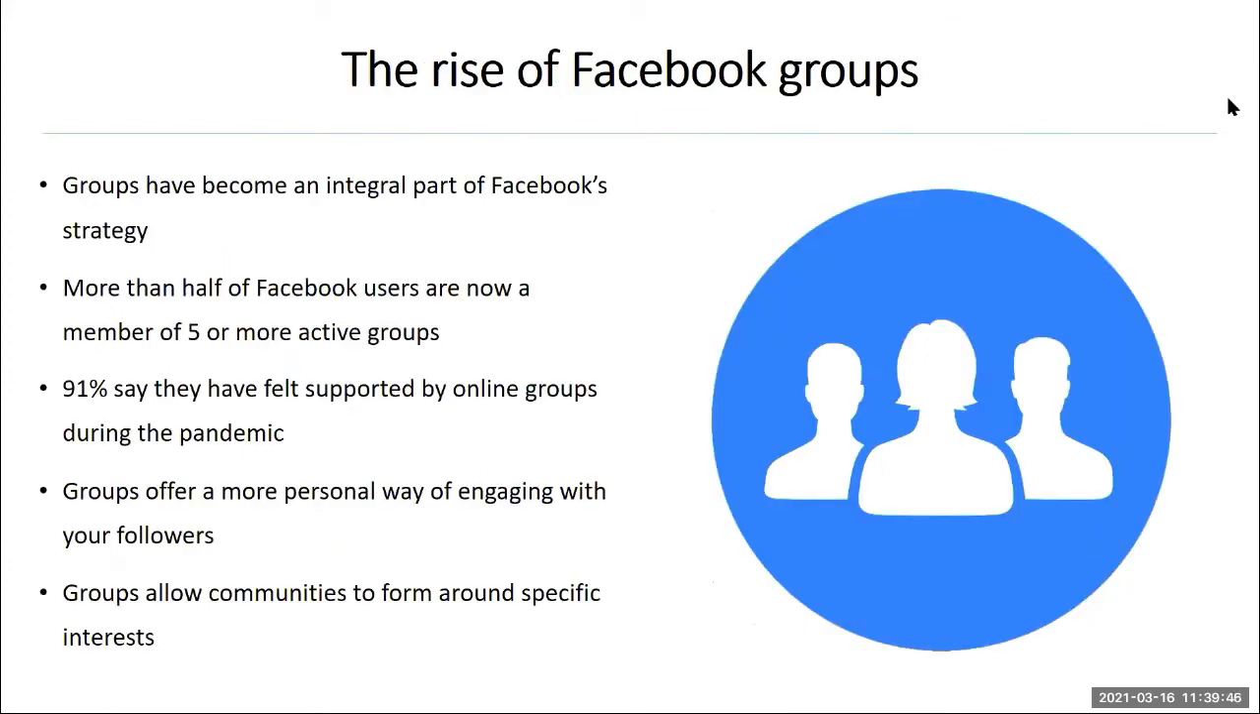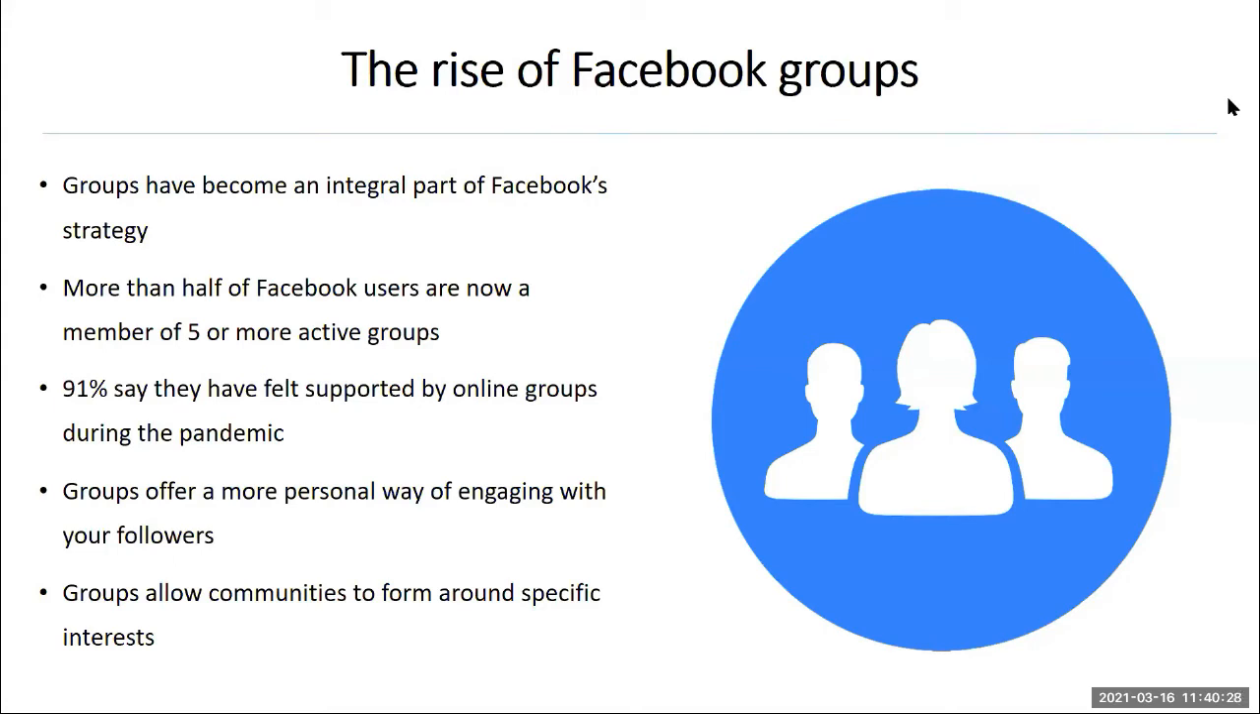So I want to move on to Facebook groups. I know a lot of you will run Facebook groups, and I do think that's the best place for you to be reaching people. And there's a couple of reasons for that. Groups are an integral part of Facebook's strategy, and increasingly so over the last couple of years. And some interesting stats from last year during the pandemic: more than half of Facebook users are now a member of 5 or more what Facebook deems active groups. That's the amount of activity that goes on in there that makes them deem it an active group. And 91% of people say that they have felt supported by online groups, including Facebook groups, during the pandemic.